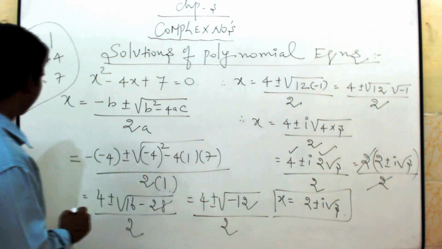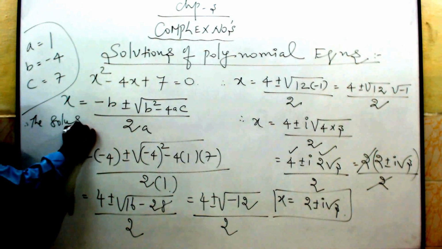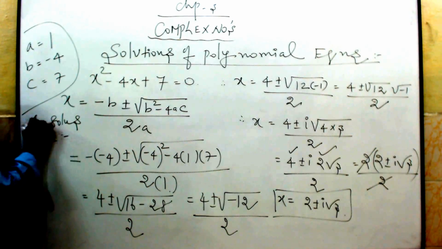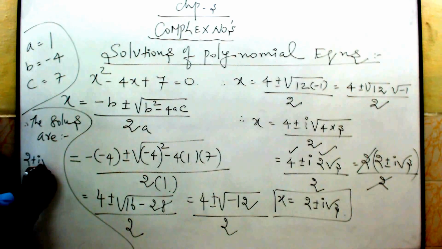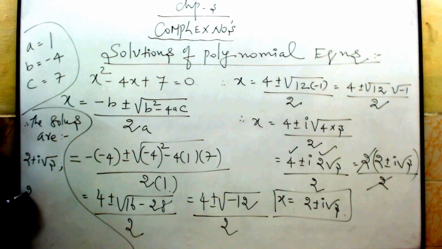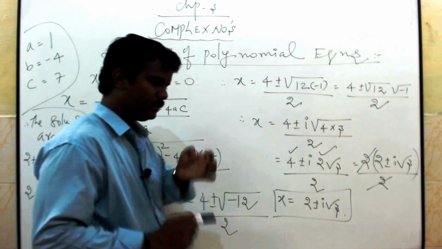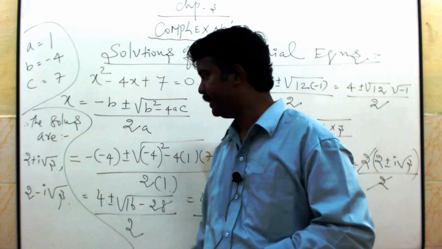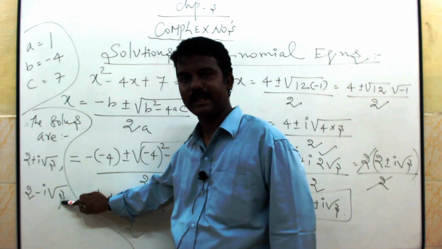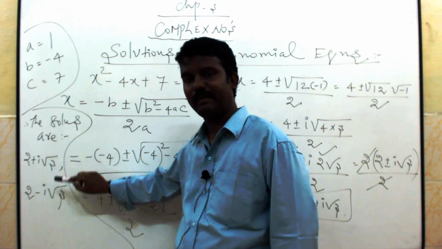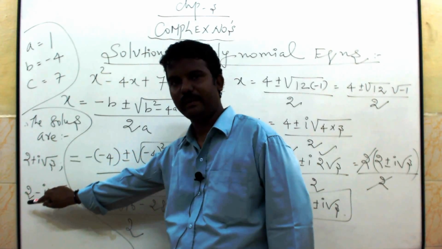Right? So therefore, the solutions are, I'll write here, one is 2 plus i root 3, other one is 2 minus i root 3. Now here what I want to stress to you is, this is one root, which is 2 plus i root 3, and this is other root, that is 2 minus i root 3. So these two are complex numbers, right? Because it is in the form a plus ib. This is of the form a minus ib.